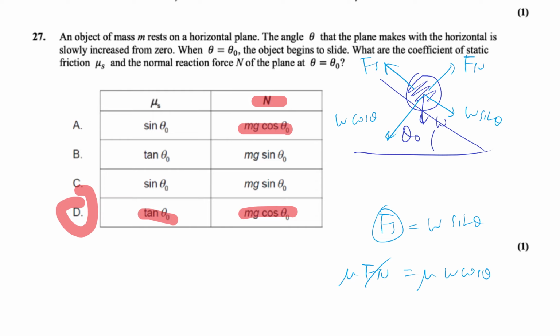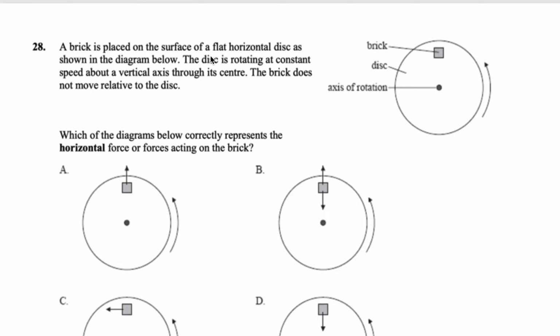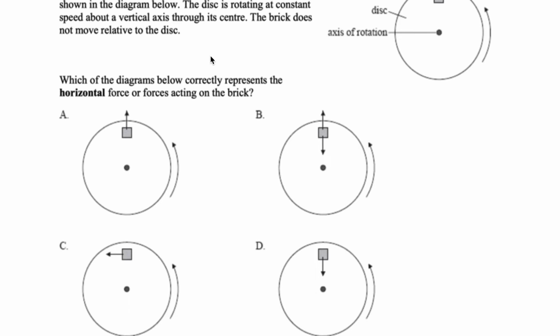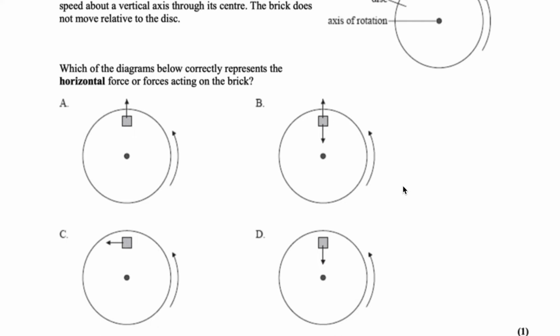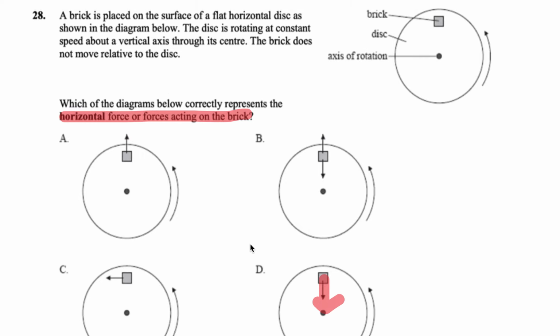And then for question 28, again, the disk is doing rotations. They ask you what represents the horizontal force acting on the brick. We said the centripetal force must be towards the center. It must be towards the center. So we just choose D. And there is no way you can have any force in that direction.